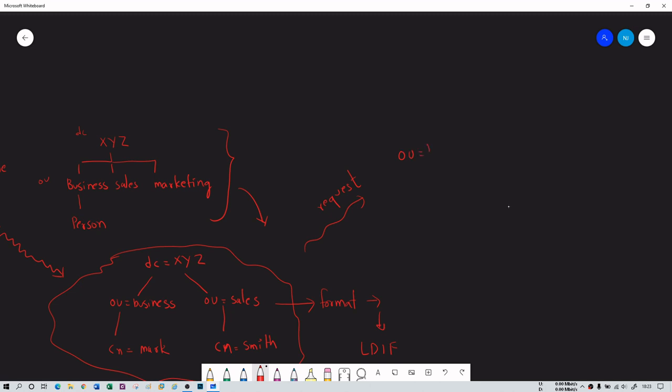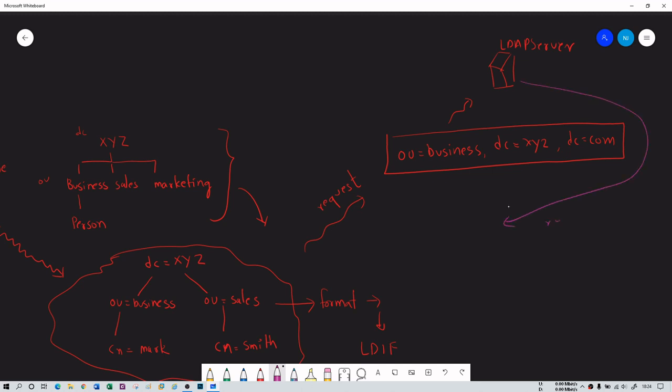OU business, and DC equals XYZ, and maybe if the company has a domain xyz.com, then you can also provide .com like this. So the query is going to be generated by a client like this, and this request is going to be received by your LDAP server. All right, so this is the request, and the LDAP server is going to give a subsequent response to the client. This is the response.